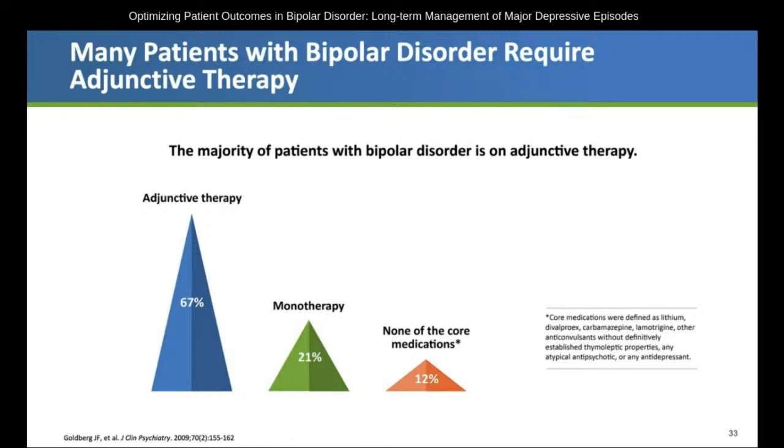And most folks in practice are probably treating people in the middle, the adjunctive therapy. And that's part of what makes treating this illness complicated, because you are having to balance more than one medicine.